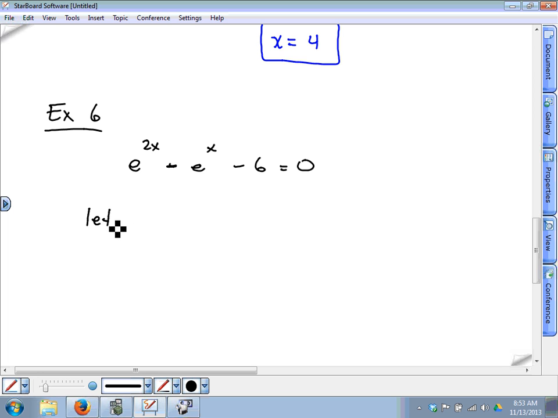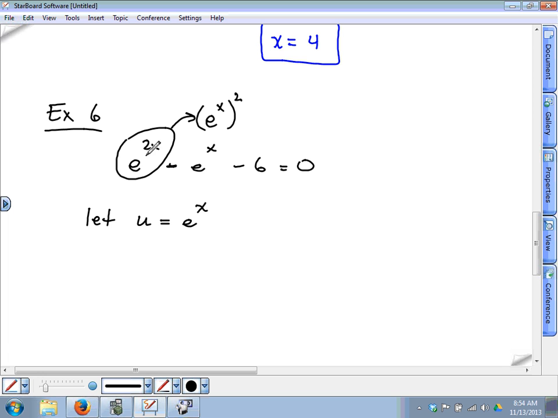I want you to write this. Let u equal e to the x. Now, something else you have to really get good at looking for: this term right here, e to the 2x, we need to rearrange a little bit. Do you agree that it's the same thing as this? If you have a power being raised to a power, you just multiply the powers together, so you end up with 2x.